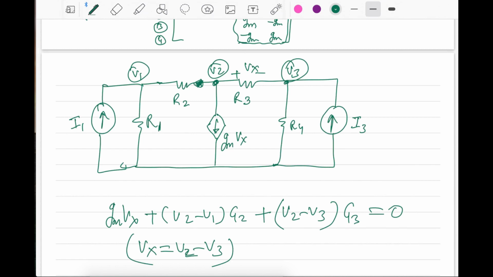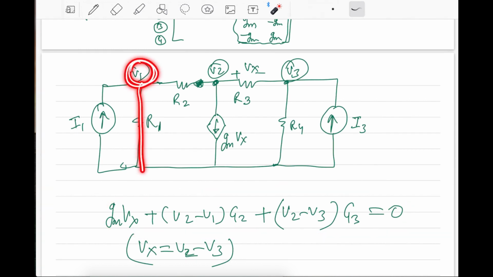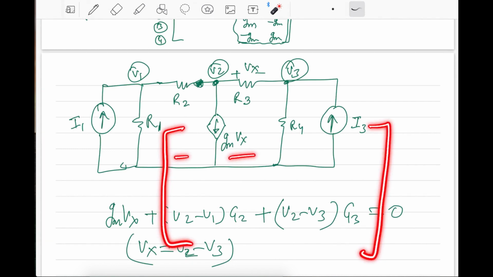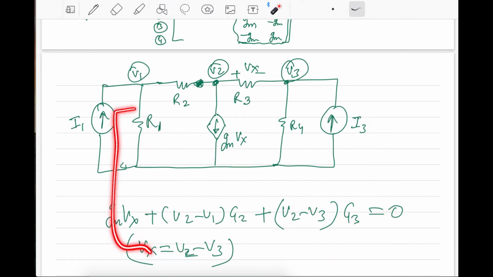So what you can do now is substitute this value of V2 minus V3 in gm Vx. So you will get one equation for node 2. For node 1, you already have one equation which you can write easily now. And for node 3 also you have one equation which you can write easily now. So you have three unknowns and three equations, and then you write the conductance matrix. Show me in the next class, and let me know whether it's a symmetric matrix or not. I will ask you that question. Once you write that matrix, you will find out that it's not symmetric at all.